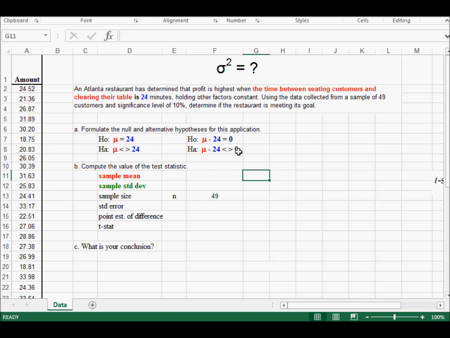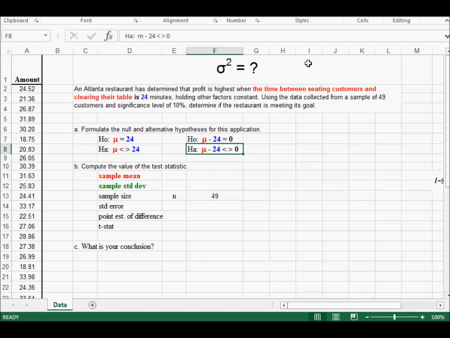So for example, the Greek gods of numbers say that the population mean is really 20. Well, then the alternative statement here is true because 20 is less than 24. Over here, 20 minus 24 is a negative 4, and that is less than 0.